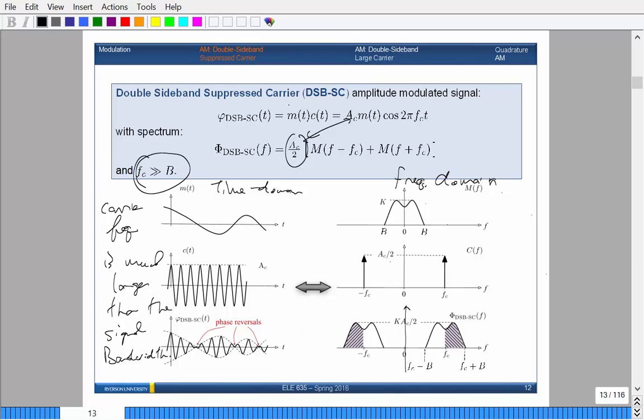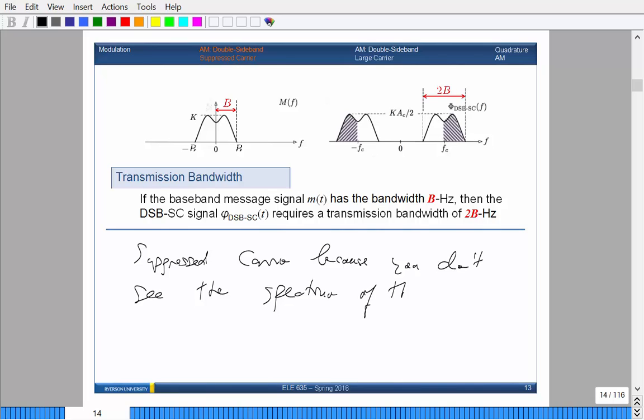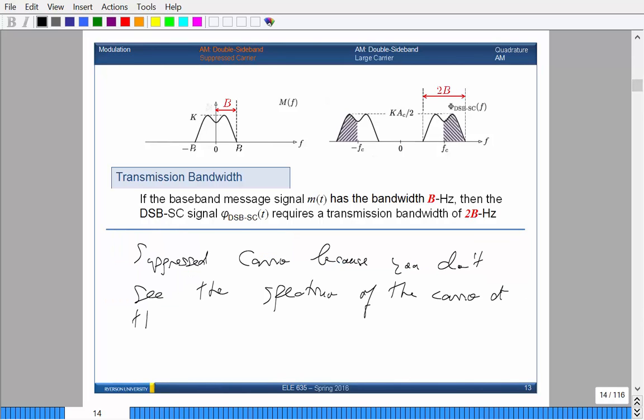As you see here, the reason why it's called suppressed carrier is because you don't see the actual Fourier transform of the carrier itself. All you're seeing is the shifted spectrum of the message. You don't see the impulse carriers themselves. That's why you call it suppressed, because you don't see the carrier at the output. You only see the message spectrum instead. Okay, it's called suppressed carrier because you don't see the spectrum of the carrier at the output. That's why it's called suppressed carrier.